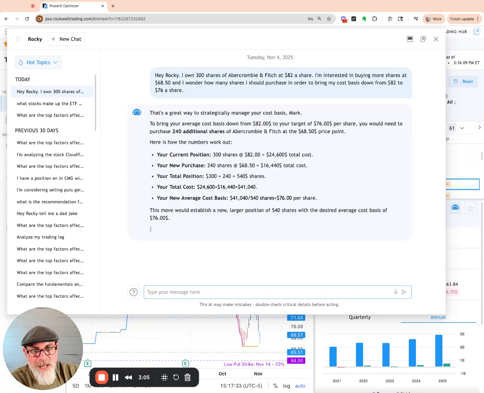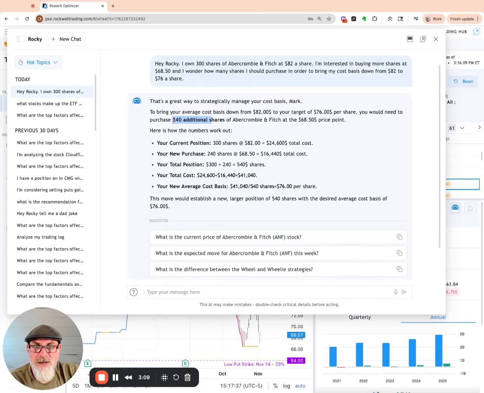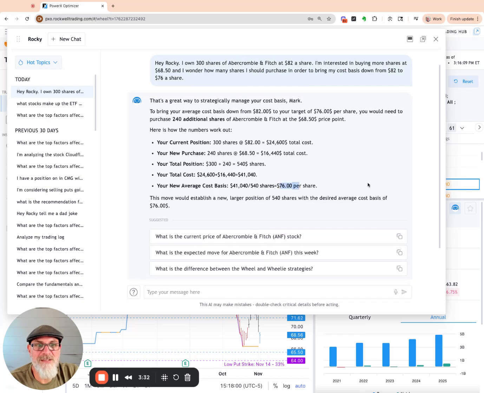Here's a great breakdown. So you would need to purchase 240 additional shares. Your current position, 300 shares at 82, is a $24,600 total cost. The new purchase of 240 at 68.50 would bring in another 16,440. This means that by adding this together, we have now brought our cost basis, or average cost basis, to $76 per share. I love this.